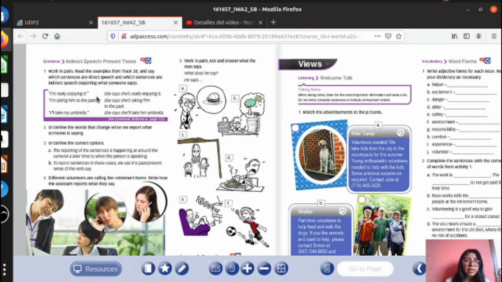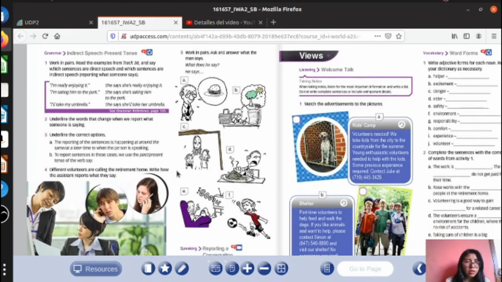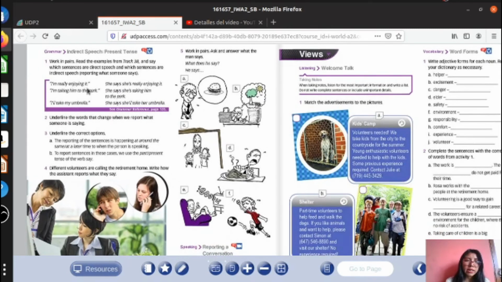If your sentence is direct, you have to put the letter D after, and if your sentence is indirect, you have to put the letter I. Okay, underline the words that change when we report what someone is saying. Okay, so in that part with those sentences, you have to underline the change in the sentence. So at the beginning you have to recognize the direct speech, and then you have to recognize the indirect speech, and you have to underline the change in indirect speech.